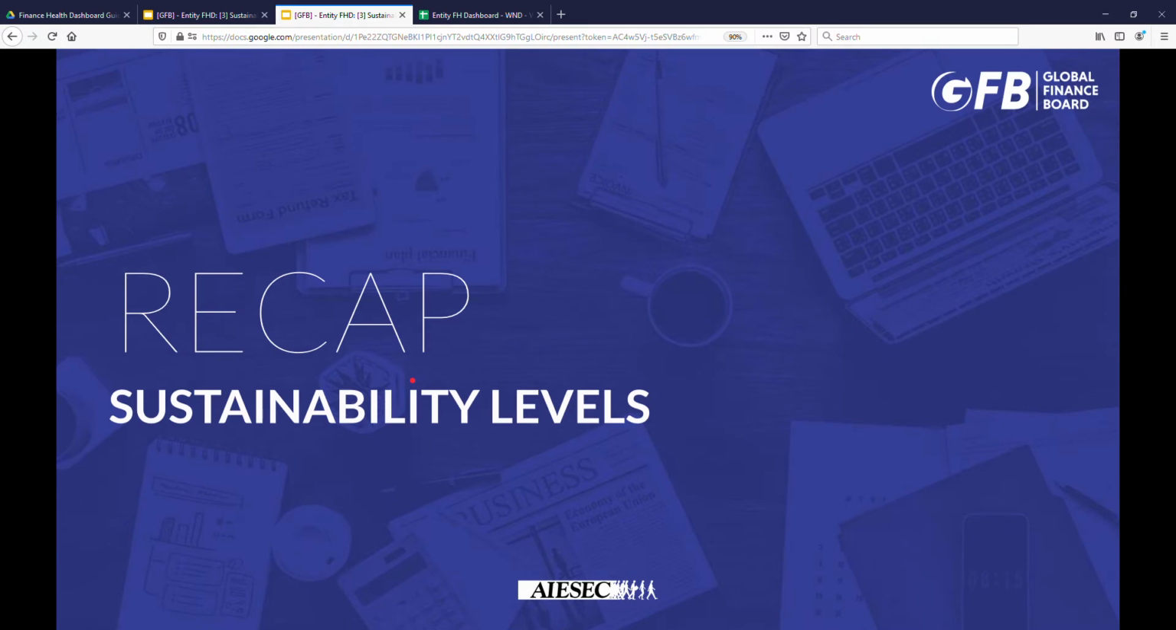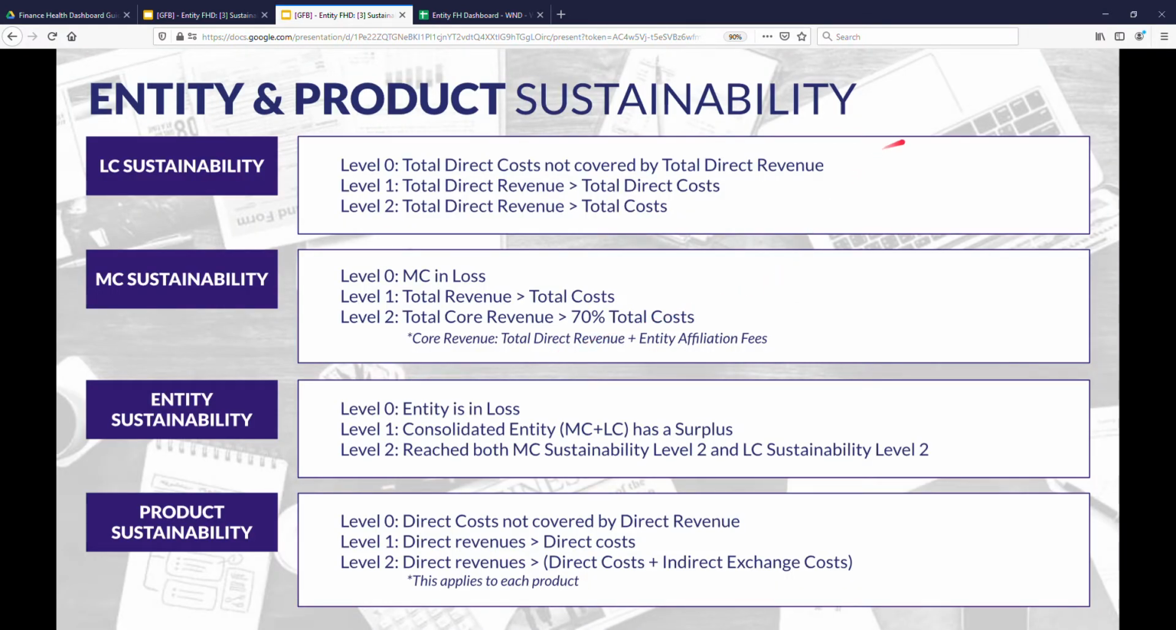So, a recap of sustainability levels. This may already look familiar to you, the formula of sustainability levels. It means you can reach level 2, level 1, and level 0 of LC, MC, entity and product if you reach these types of scenarios: if certain revenue is bigger than the cost, and if certain criteria actually happen. I'm not going to go through all of this. I assume that you already know it, but if you want to check out more, just check the slide as well because it's going to be easier.